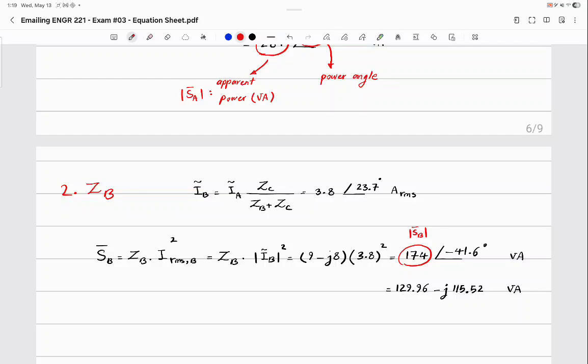Xavier, what is the name of 129.96? What is the label for that? What do you call that? I have no idea. Samuel, where it says 129.96. That's the real part of complex power. What do you call it? Average power.